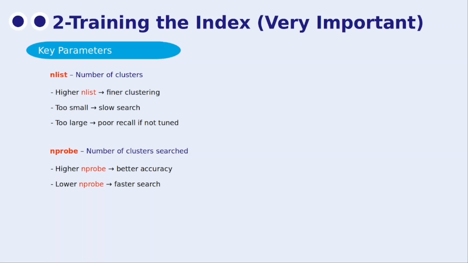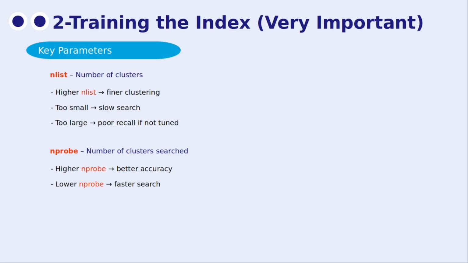Key parameter. First, nlist. Let's talk about nlist. nlist means number of clusters. Higher nlist means more small clusters. Too small, search is slow. Too large, recall becomes bad.